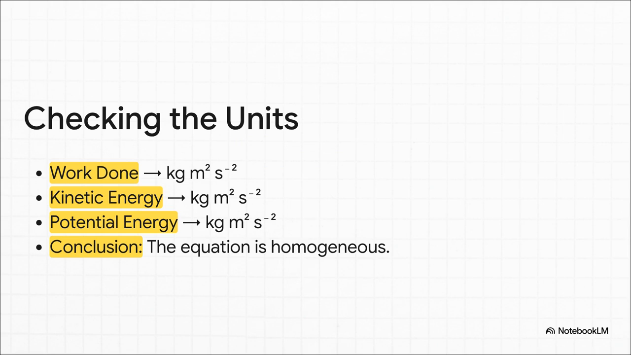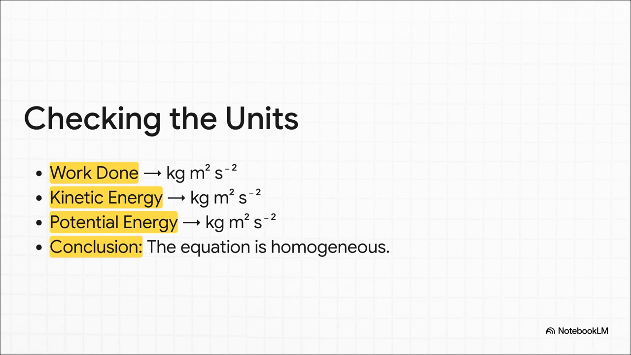First up, work done. That's force times distance. The base units for force are kilogram meters per second squared, and distance is just meters. Multiply them together and you get kilogram meters squared per second squared. Got it? Now for kinetic energy. The half is just a number, so we ignore it. Mass is kilograms, and speed squared is meters per second, all squared, which gives us kilogram meters squared per second squared. Hey, that's the same thing.